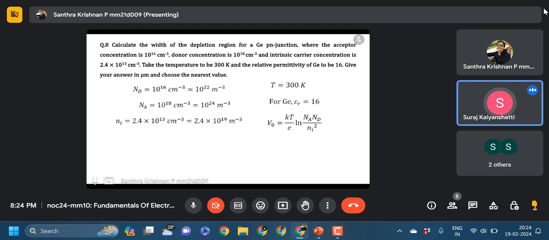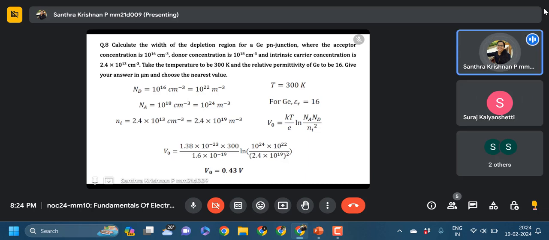No, it's a square there. Yeah, the bottom one is a square, a nice square. So what is it? It is 10 raised to 24, right? Intrinsic is 2.4 into 10 to the power 13, right? So 2.4 into 10 to the power 13 squared you will have to take. It will be 2.4 squared into 10 to the power 26.